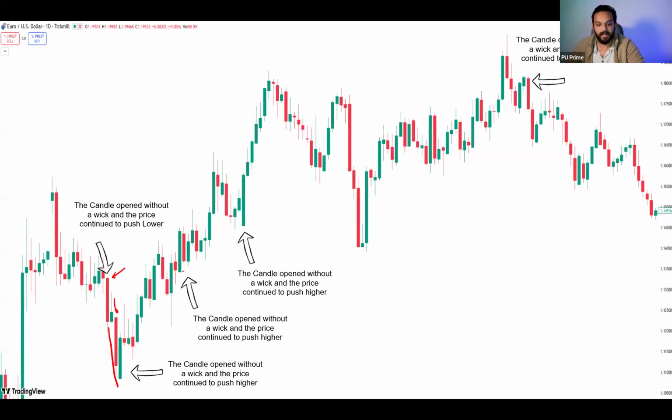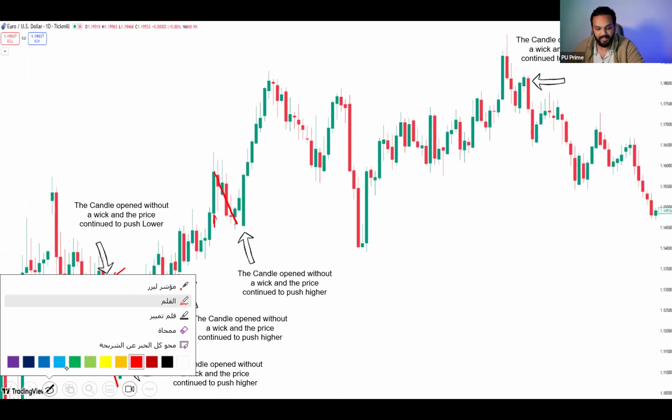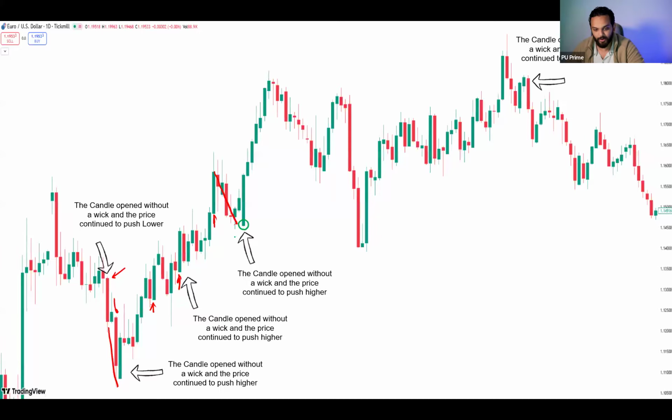Now, as you can see here, this candle has also opened without a wick, started to go up, retraced, and then the price went up again. Another candle opened without a wick, another candle opened without a wick. Here, this candle opened without a wick and the price flipped. But as you can see, this candle has opened without a wick, and what happened to the price? It goes higher, right? This candle has opened without a wick and the price started to push down. What if the candle closed without a wick?